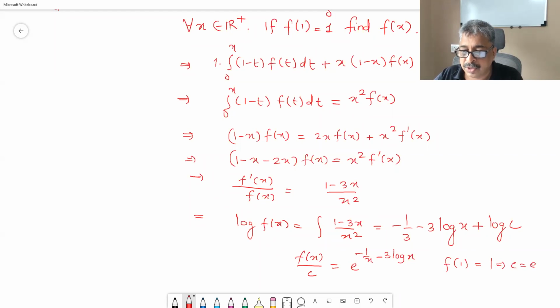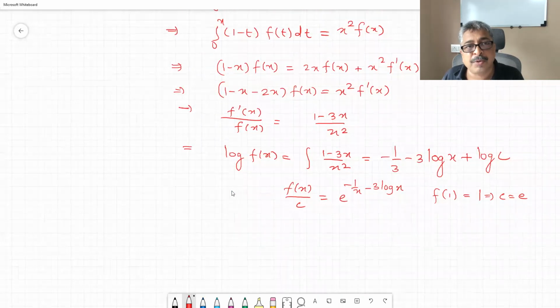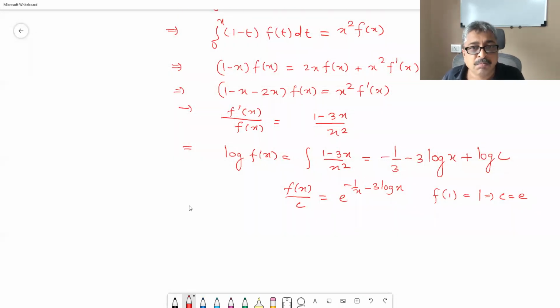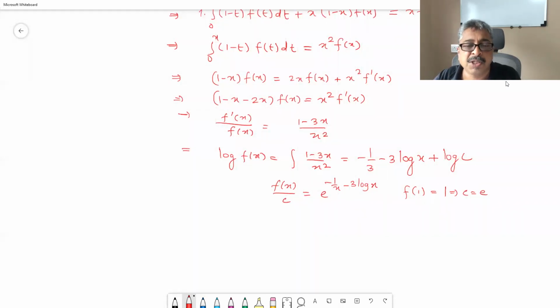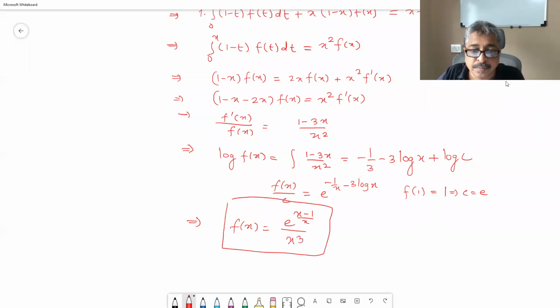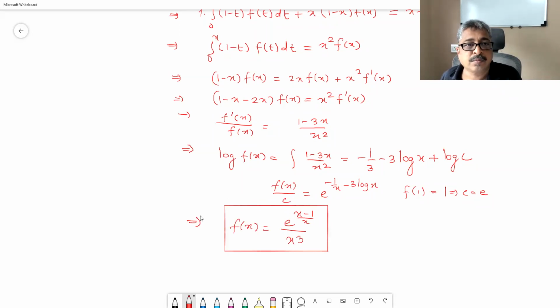Implies c is equal to e. Okay. Now these are easy things, therefore I am just running through them. The difficult part is already done: two times differentiation and one integration. Therefore, the final answer is f of x is equal to (e raised to x minus 1 upon x) whole divided by x raised to 3. That is what is your answer.